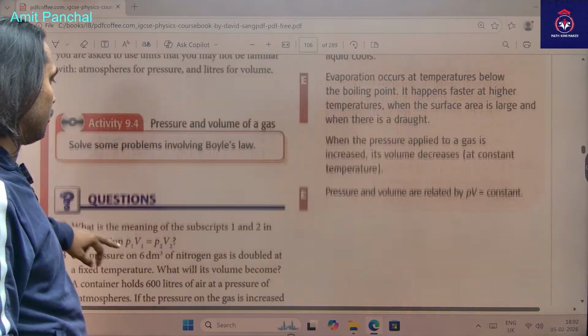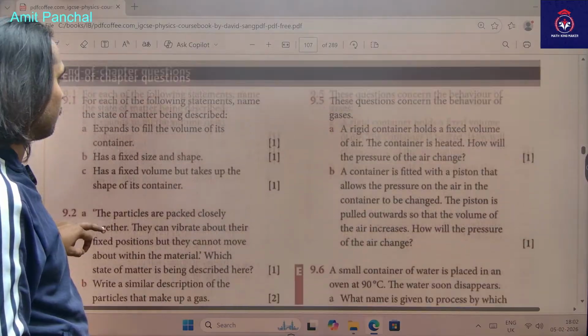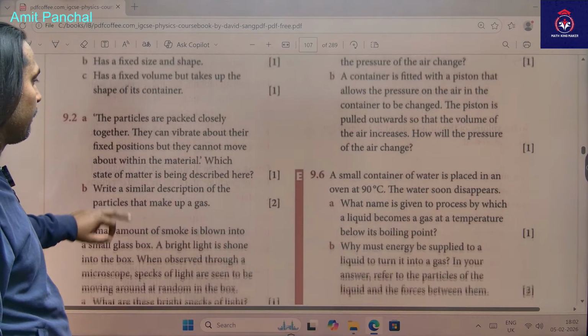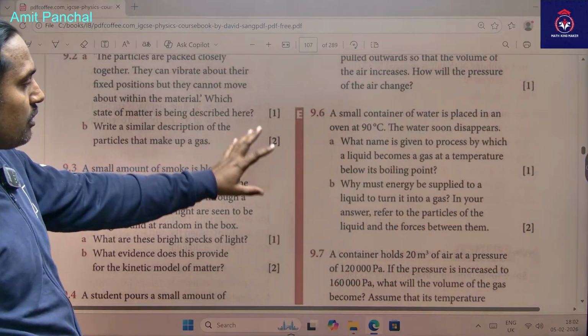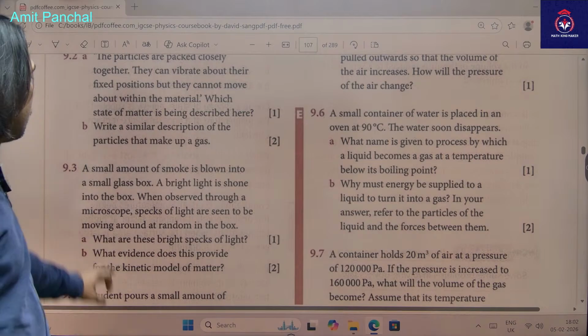I think your chapter is finished. Thermal physics has 2 more chapters, sir. Okay, yeah, we'll do that. Just try to answer these questions as well. Okay, sir.